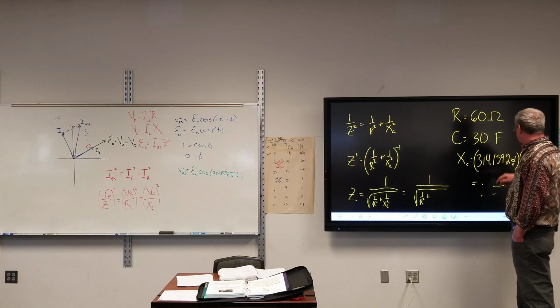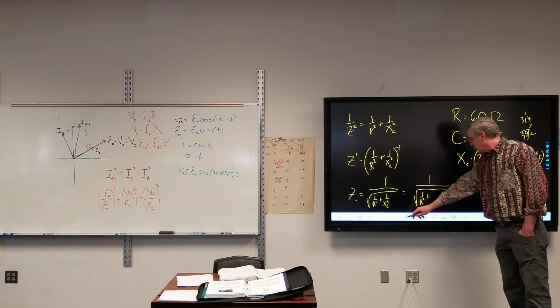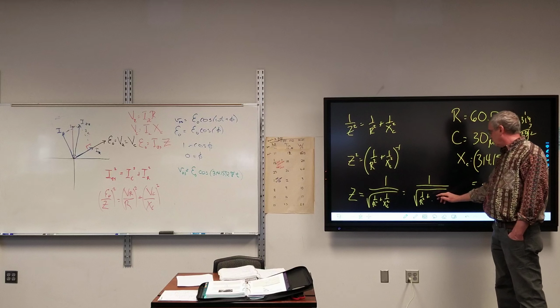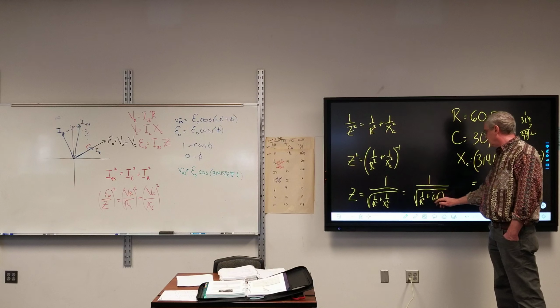Let's bring this back to 30 microfarads like it was. So this would be omega C squared.